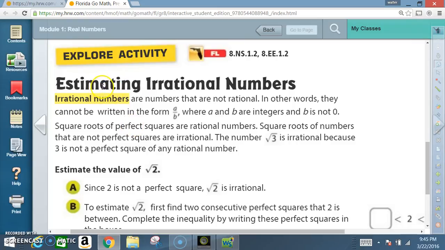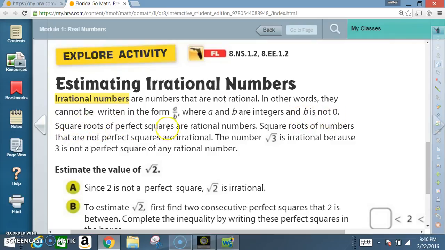Okay, now we're going to learn to estimate irrational numbers. Irrational numbers are numbers that are not rational. In other words, they cannot be written in the form a over b, where a and b are integers and b is not 0.